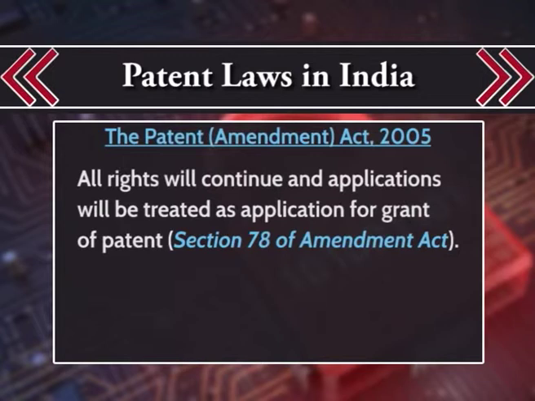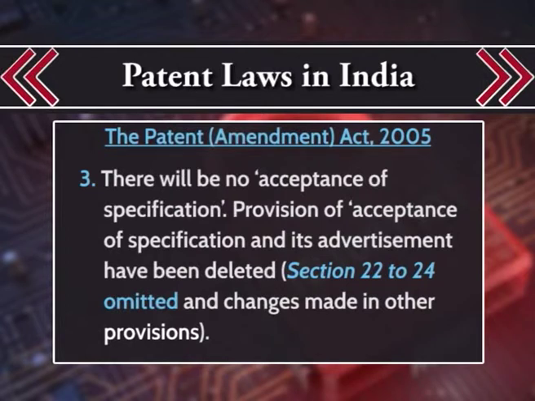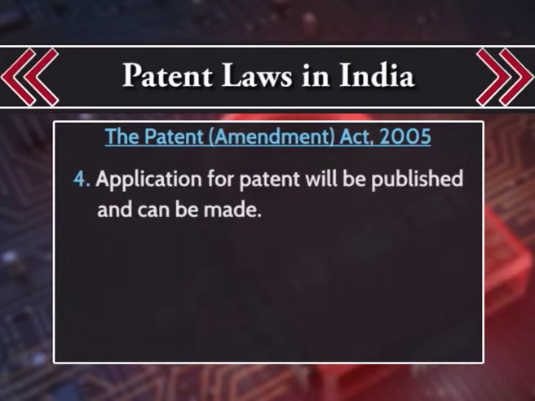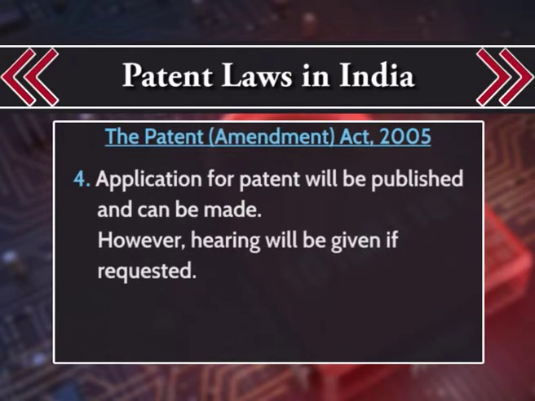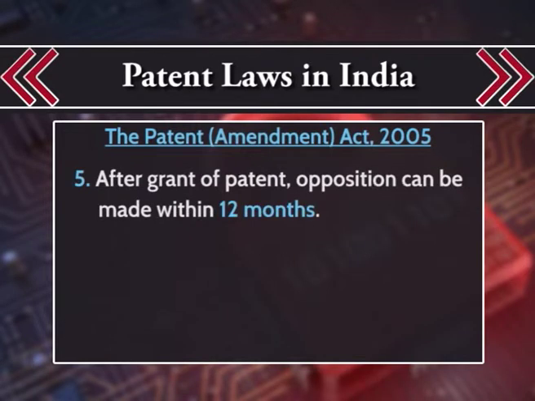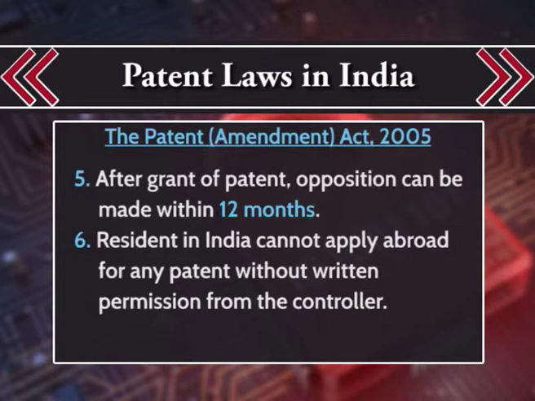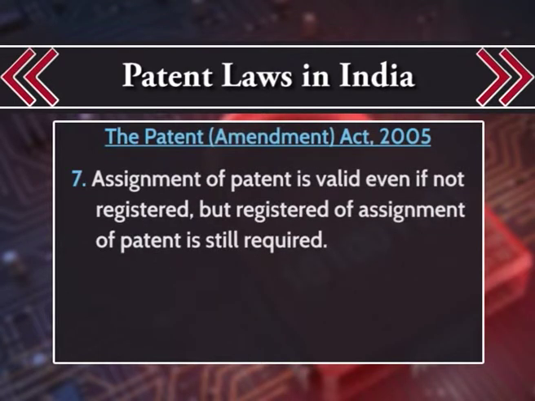Under the Amendment Act, there will be no acceptance of specification; provisions of acceptance of specification and its advertisement have been deleted. Sections 22 to 24 are omitted and changes made in other provisions. Application for the patent will be published and can be made. However, hearing will be given if requested. After grant of the patent, opposition can be made within 12 months. A resident in India cannot apply abroad for any patent without written permission from the Controller. Assignment of a patent is valid even if not registered, but registration of assignment of patent is still required.